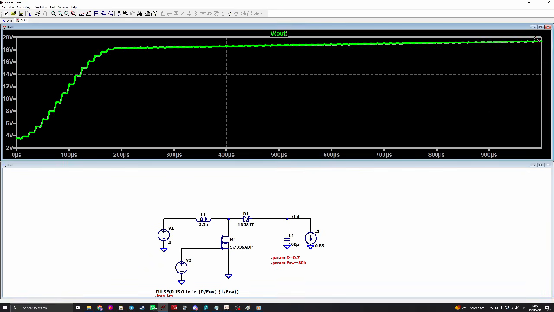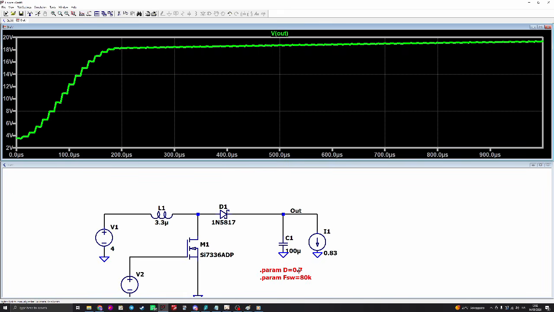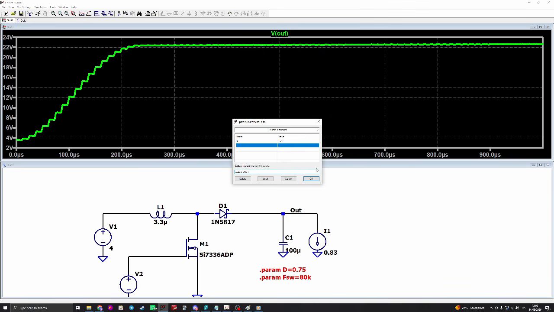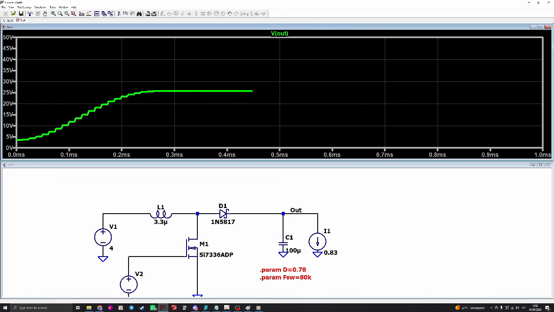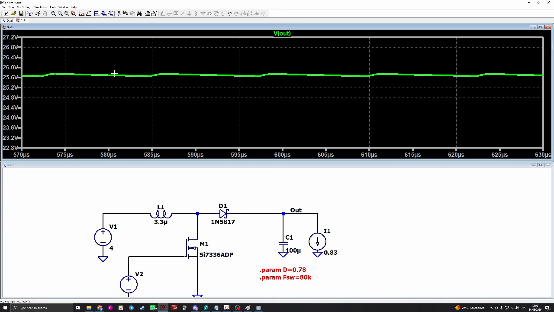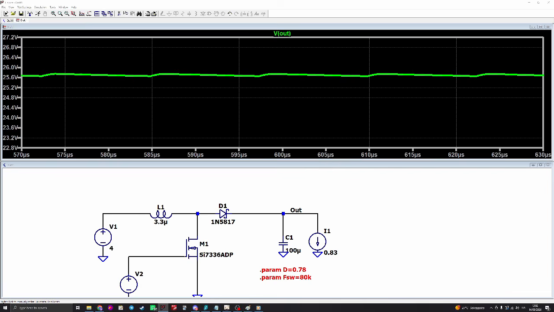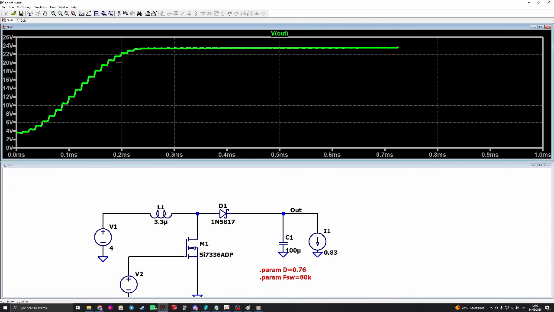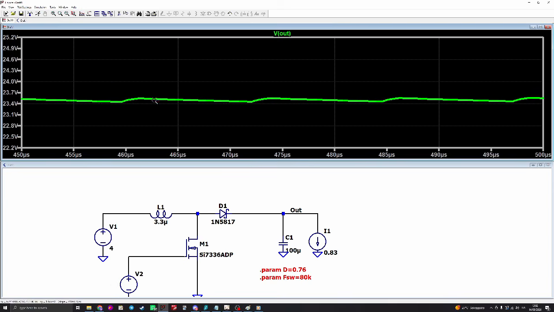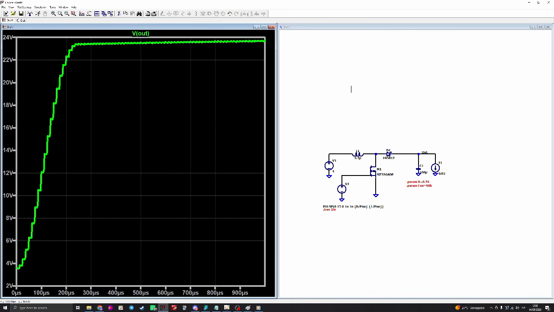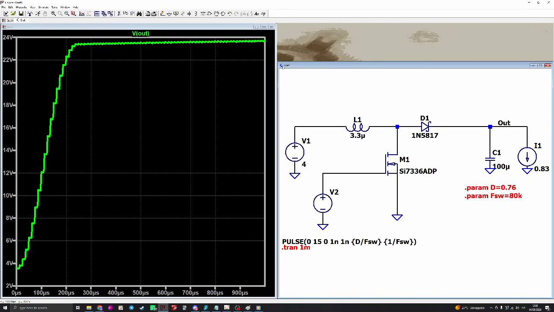Okay, here it is around 19, so we need to increase a bit the duty cycle. I would increase to 7.75. Okay, we are at 22. It's incredibly fast. I like it. 78. Let's see. Okay, now we are at 25. You see, it's faster in this way. 76 probably. Okay, we are in an acceptable output voltage. Oh no, I am really unlucky this time.